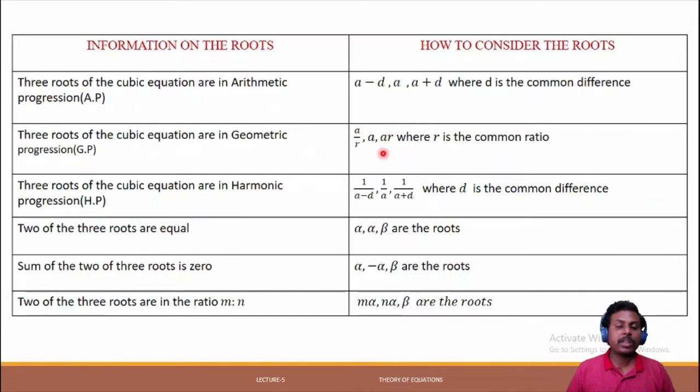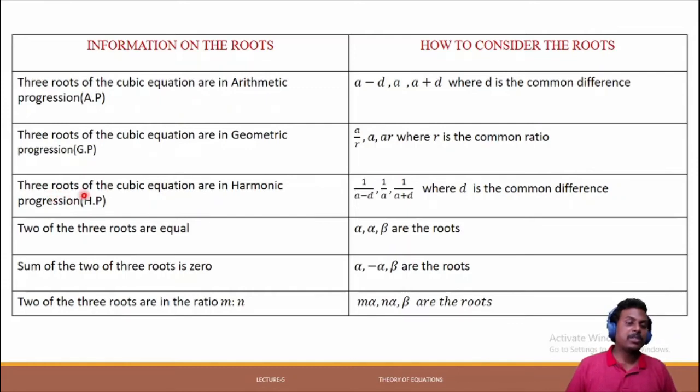If I consider the product, then I'll be getting what? a by r into a into ar, that is equal to a cube. So the product of the roots is equal to S3. So S3 is equal to my product of the roots. So the product of the roots is a cube. a cube is equal to S3. a is equal to what? S3 whole to the power 1 by 3. Thereby you'll get one root. Once you get one root, you can divide by a linear polynomial x minus a, and you'll end up with a quotient polynomial, and you solve the quotient polynomial because it's in any way a quadratic equation.